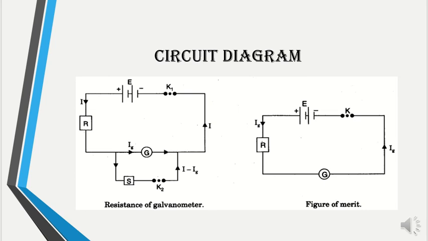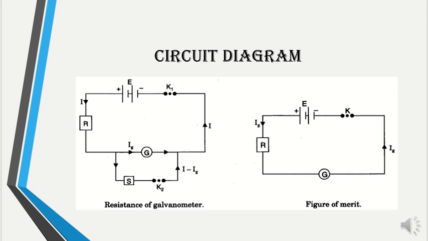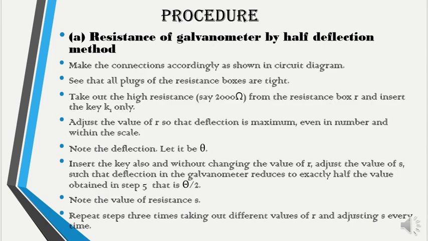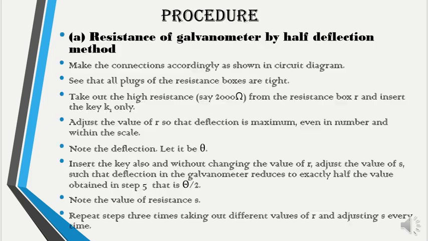The procedure for this experiment, for the resistance of the galvanometer by the half deflection method, is as follows. The connection should be made as in the circuit diagram. All connections should be tight, neat and clean. Initially a high resistance must be given, because if a low resistance is given at first, the galvanometer cannot handle a high current, so it can get damaged.